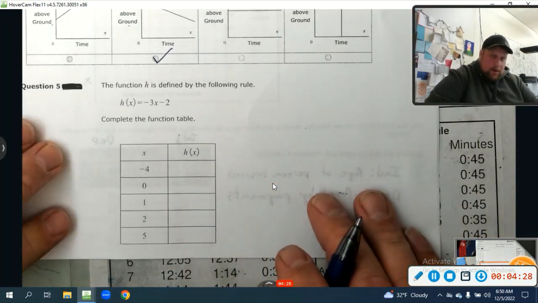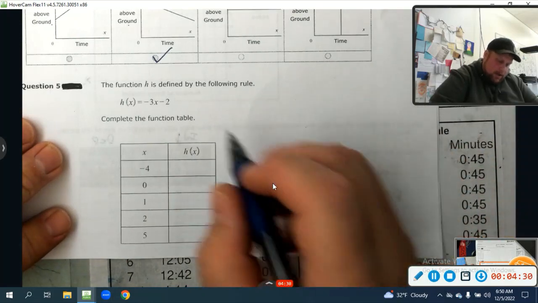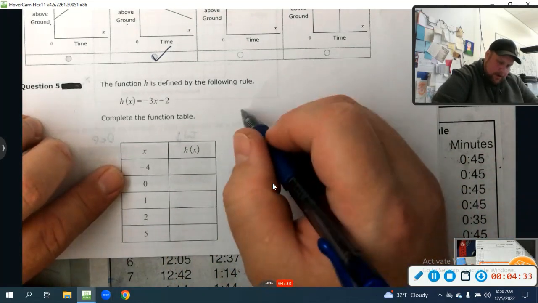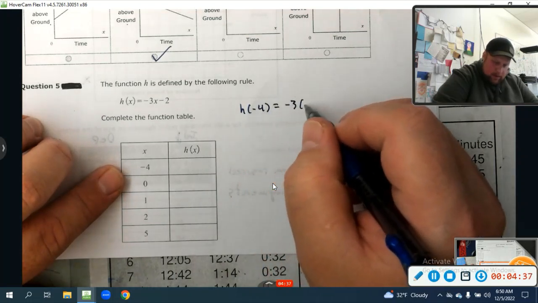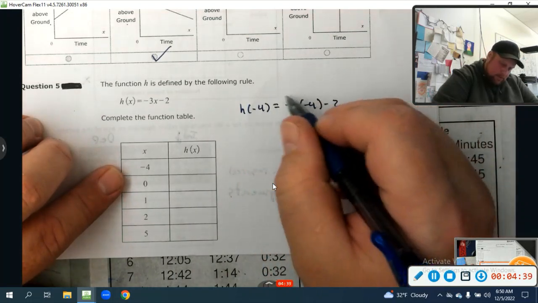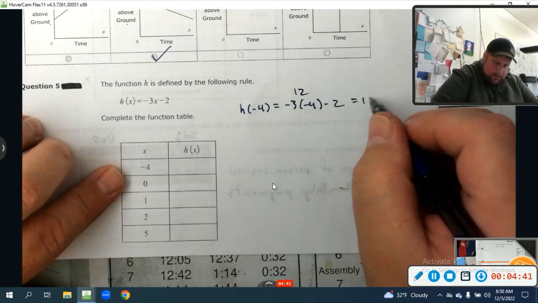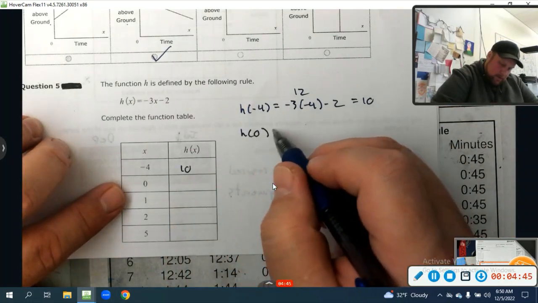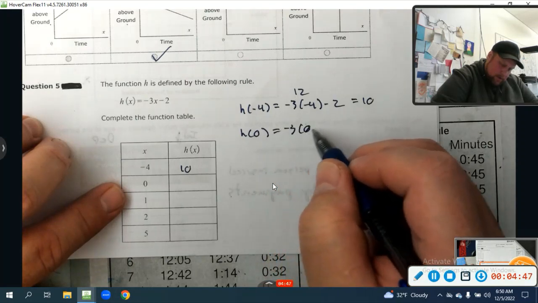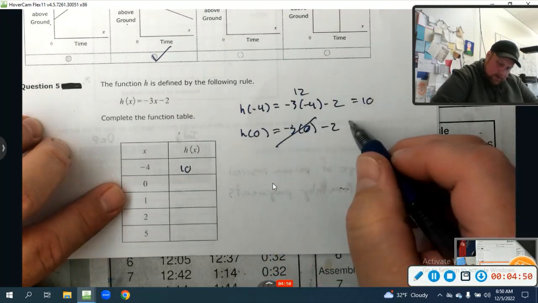Very similar to problem number 1, but h of x instead of y. And all that is, all right, let's plug it in. H of negative 4 equals negative 3 times negative 4 minus 2. So that's 12 minus 2, or 10. H of 0 is our friend. It's negative 3 times 0 minus 2. That's gone. We're just left with minus 2.